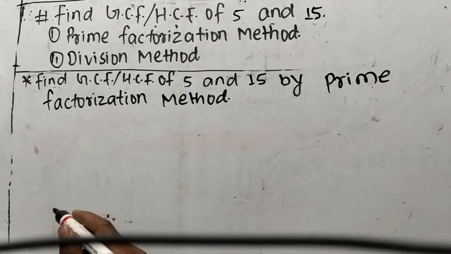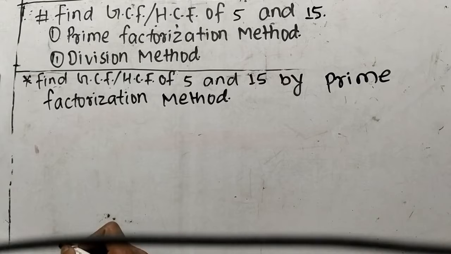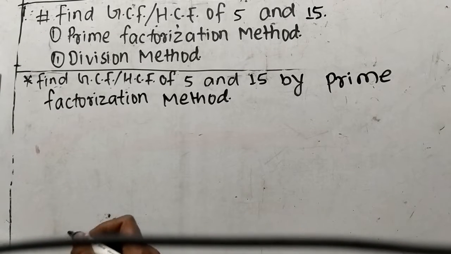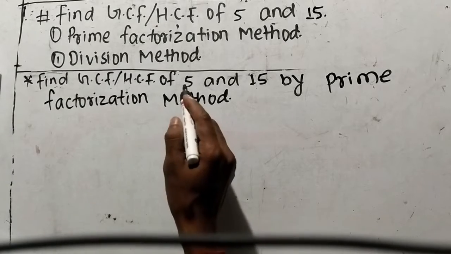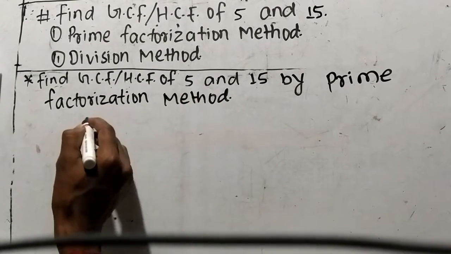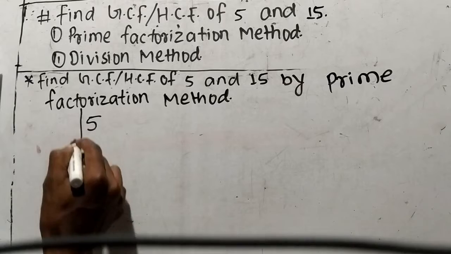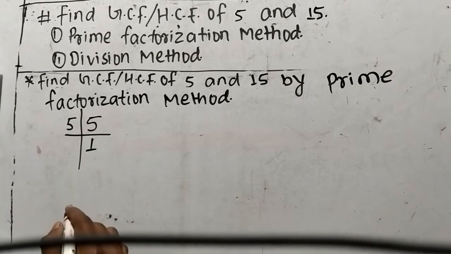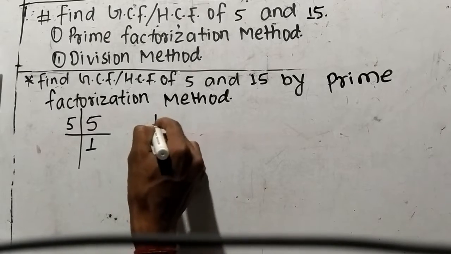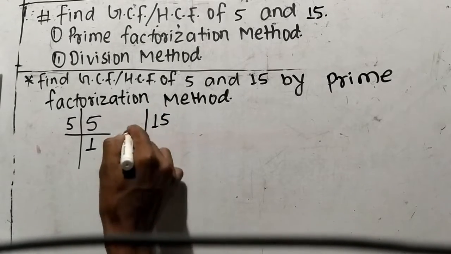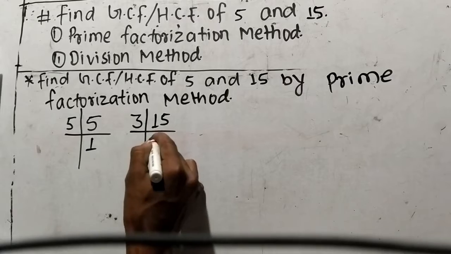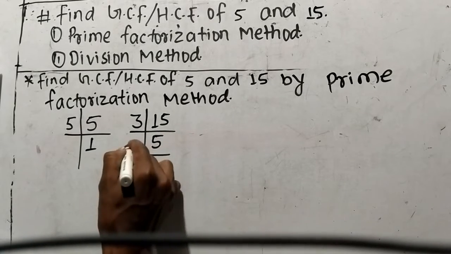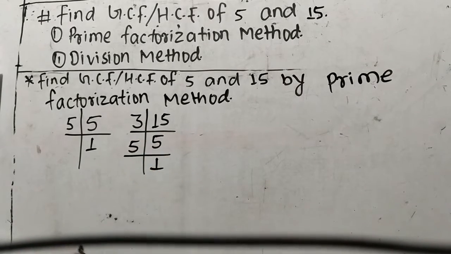So while finding out GCF or HCF by prime factorization method, first of all we have to find out the prime factors of given numbers. So your numbers are 5 and 15. So let's find out the prime factors of 5. So it is 5 times 1 means 5. In the same way, we shall find out the prime factors of 15. So it is 3 times 5 means 15, like as 5 times 1 means 5.